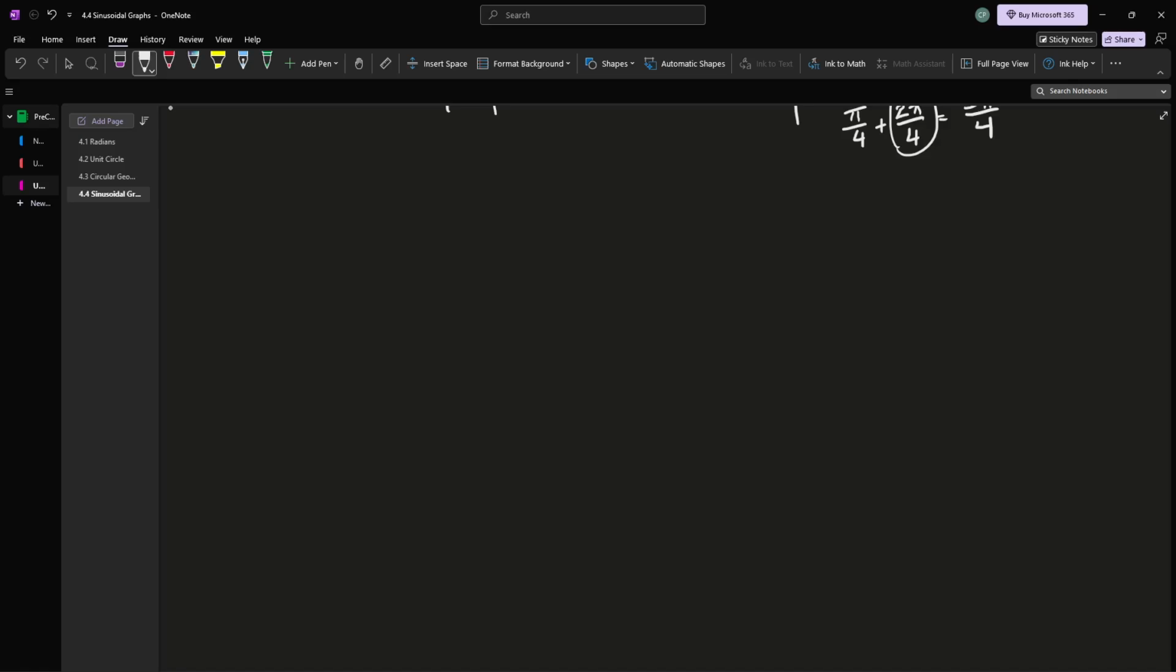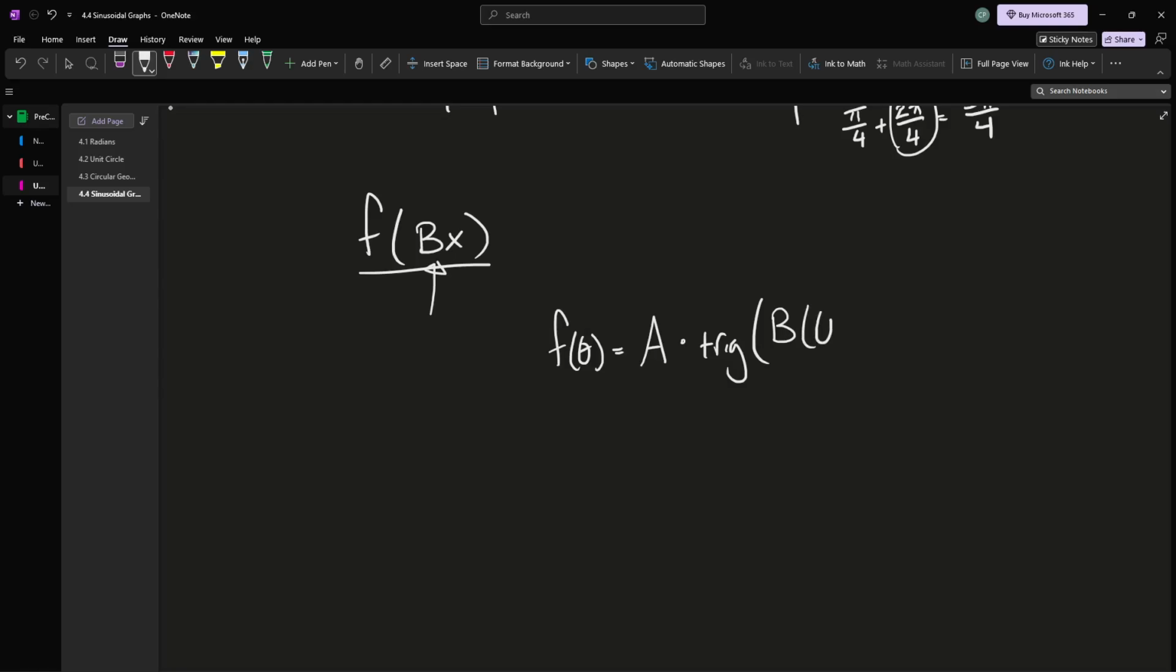And now how do we go about this? This is actually horizontal dilation, horizontal stretch. And back when we first did it, we're just multiplying your x in your function. You multiply it by a set value, and that controls how much it's stretching or compressing. So the final formula that we have for our function with all the transformations looks like this: A times trig of b(theta minus h) plus k.